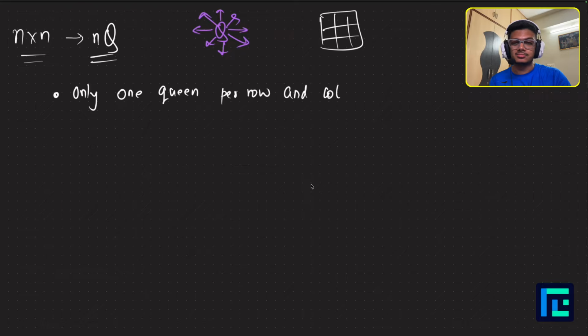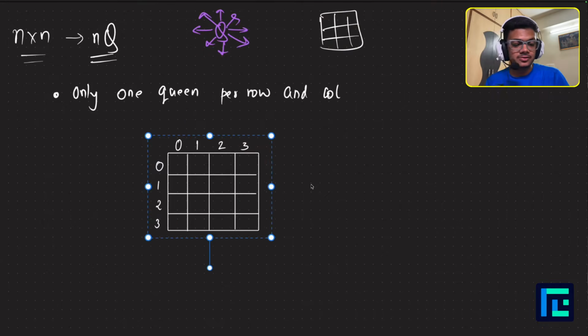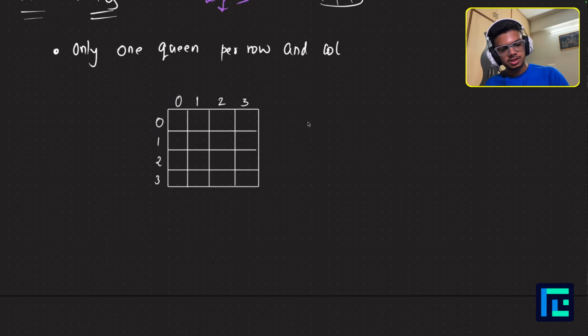So I might get some idea here of what to do. Fine, so we have an idea that in a row there can be only one queen, and in a column there can be only one queen. So what does it say? Does it give you an idea? Let's say there's a grid. I am dealing with a 4x4 chessboard here, so we have to place 4 queens.